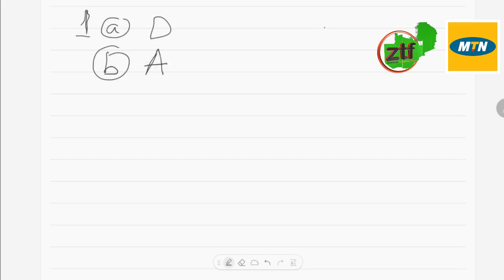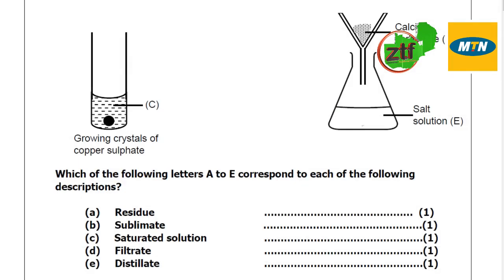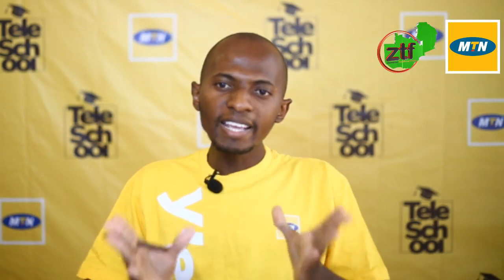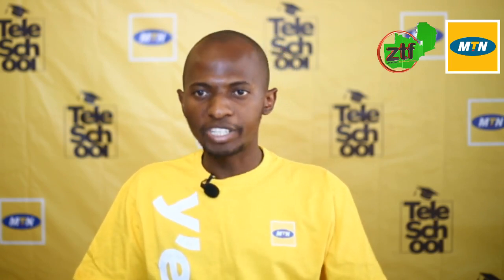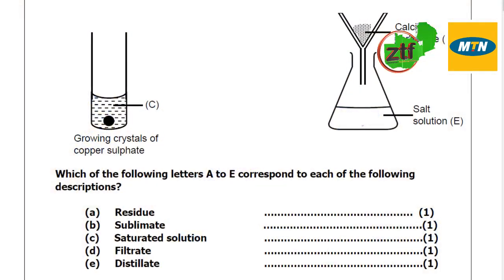Let's move on to question C. Saturated solution. It is important for us to know a saturated solution is a solution in which no more solute can dissolve at that particular temperature. So in this case, we're observing that in apparatus C, the growing crystals of copper 2 sulfate in that solution are not anymore dissolving, which gives us an idea that the saturated solution in that case is C. So we can write the saturated solution is C.